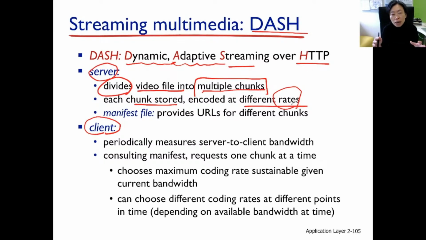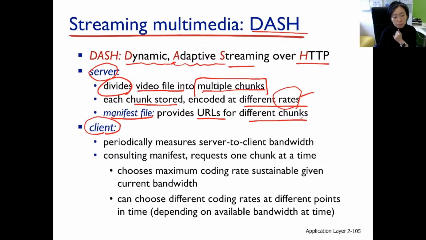So to allow this flexibility, depending on how the client senses what the current network bandwidth is, the server stores each chunk, encoding multiple versions of these chunks at different rates. When the network bandwidth is good, we can download a higher quality, higher rate video. When the network bandwidth is not sufficient, we'll have to drop to a lower rate version of a chunk. What's communicated to the client from the server is the manifest file, which provides the location, the address, of all these different chunks at different rates.